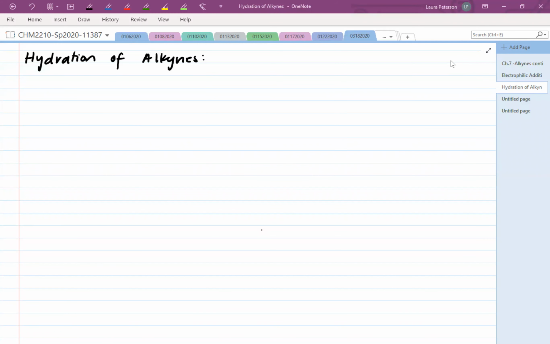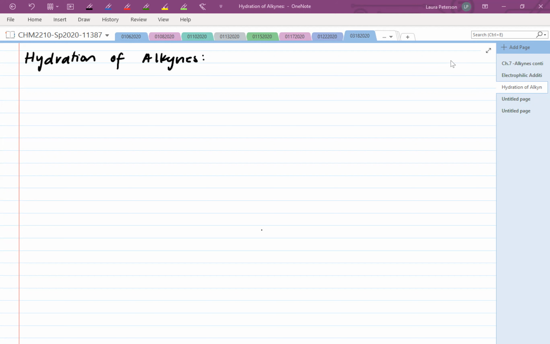All right, everyone, we're back for part two, which is going to be the hydration of alkynes. We have two reactions here to consider. One of them is acid catalyzed hydration, where we're going to essentially see the equivalent of Markovnikov hydration to an alkyne. And then we'll look at hydroboration oxidation, which will give us the anti-Markovnikov equivalent for alkynes.